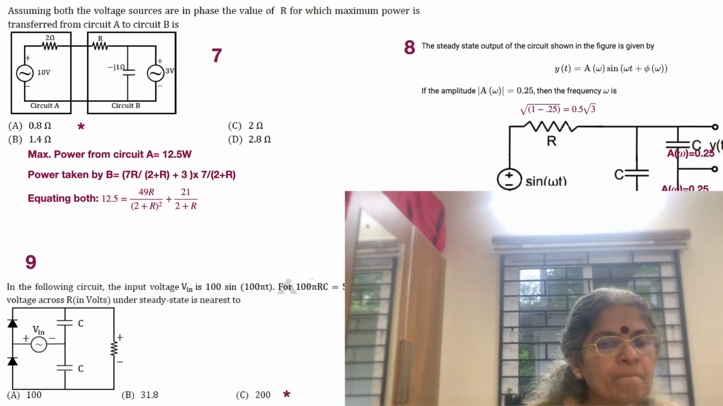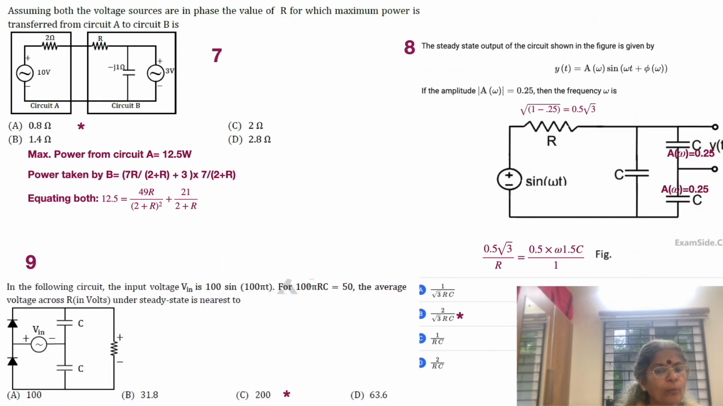Here we are having 2 boxes. In the first box we have a 10 volt AC source. That is called circuit A, and there is a 2 ohm resistor there. On the other part we are having a 3 volt AC source again, with minus J1 as the impedance connected across it. Actually this impedance is irrelevant because it's connected across a voltage source.